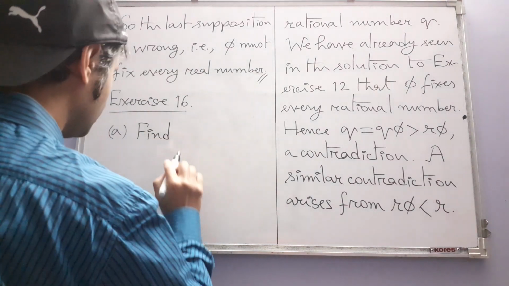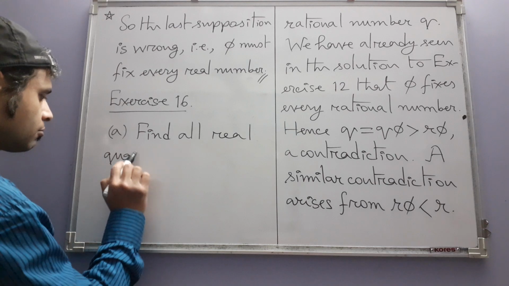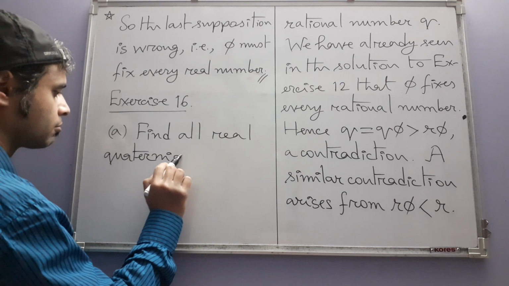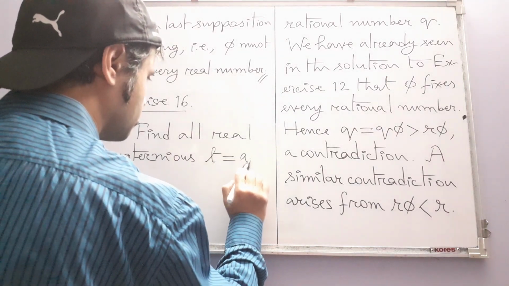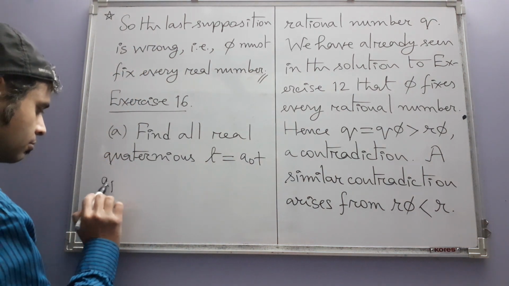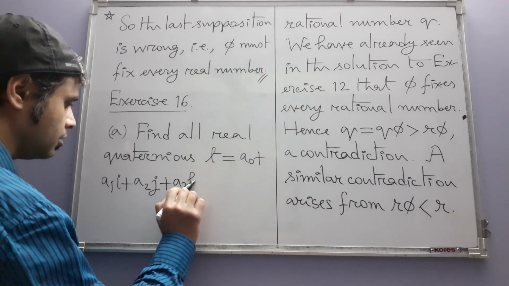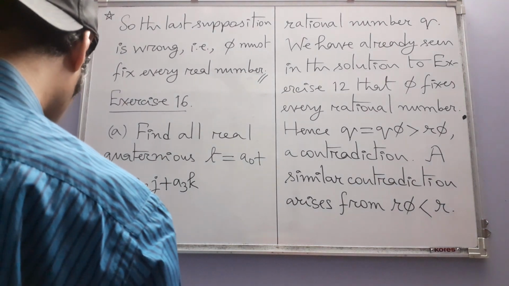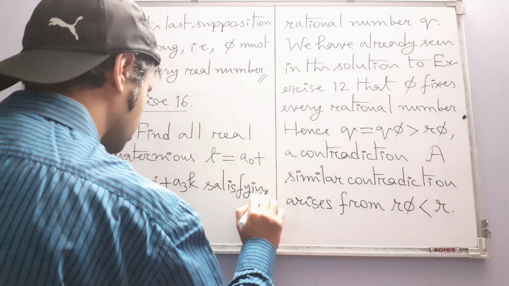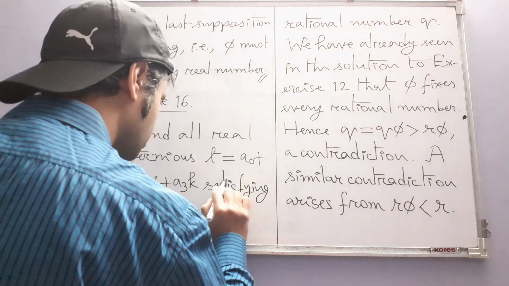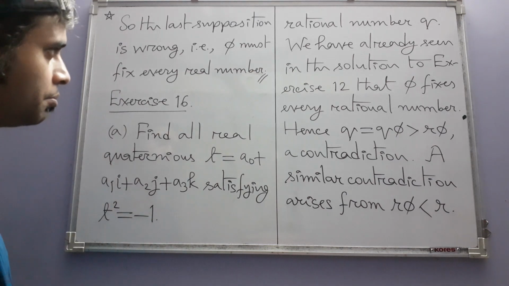Find all real quaternions t equal to a naught plus a1 i plus a2 j plus a3 k satisfying t squared equal to -1.